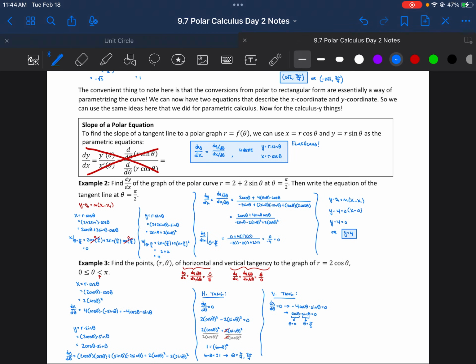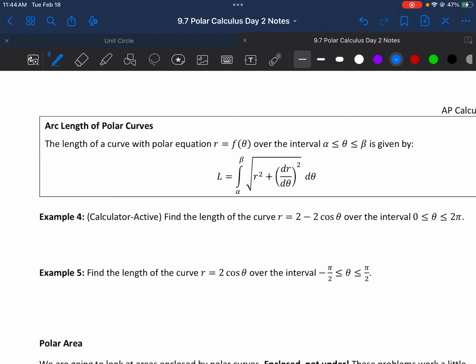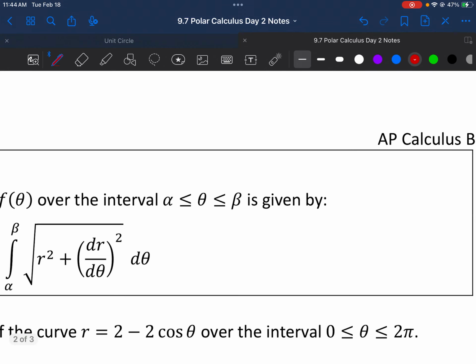All right. Okay, next, arc length of polar curves. Arc length of polar curves. I have not seen this really show up, but I want us to memorize it and have a flashcard of it just in case. Again, I haven't really seen this show up on the AP exam, but we want to be careful.